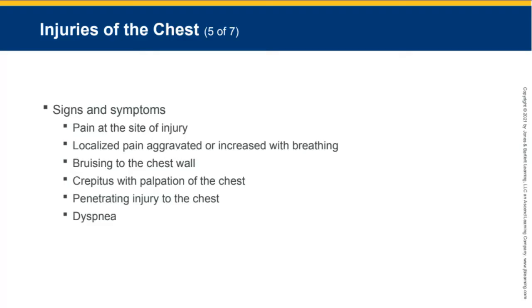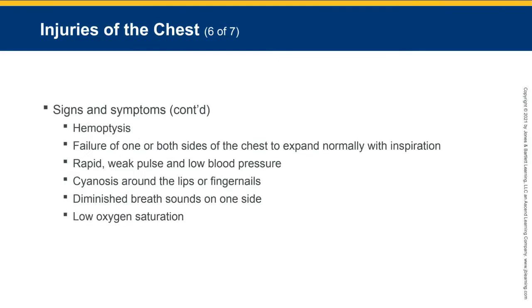They can also have emphysema, which is air being trapped under the skin, subcutaneous emphysema. They can have dyspnea, which is difficulty breathing. They can have hemoptysis, which is coughing up blood. And if they are coughing up blood, it's coming from the lungs. If they are vomiting up blood, it's coming from the intestines. Failure of one or both sides of the chest to expand normally with inspiration.